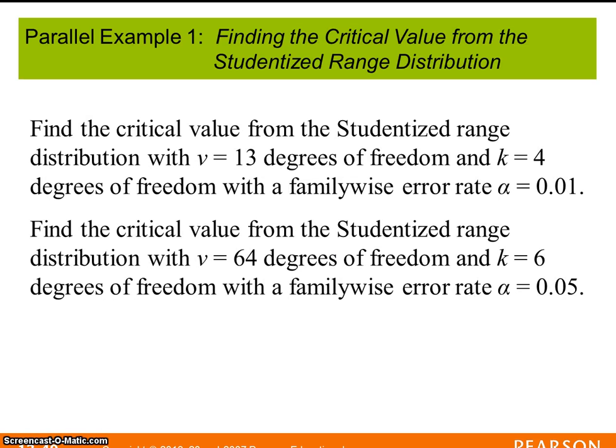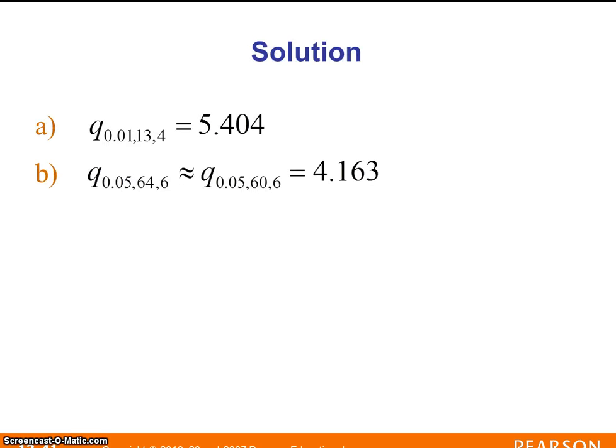So let's say we want to find the critical value from the studentized range distribution with V equals 13 degrees of freedom, K equals 4, with a family-wise error of alpha equals 0.01. We'll also find the critical value from the studentized range distribution with V equals 64 degrees of freedom and K equals 6 with a family-wise error rate of 0.05. So in this case, the solution is given by this.